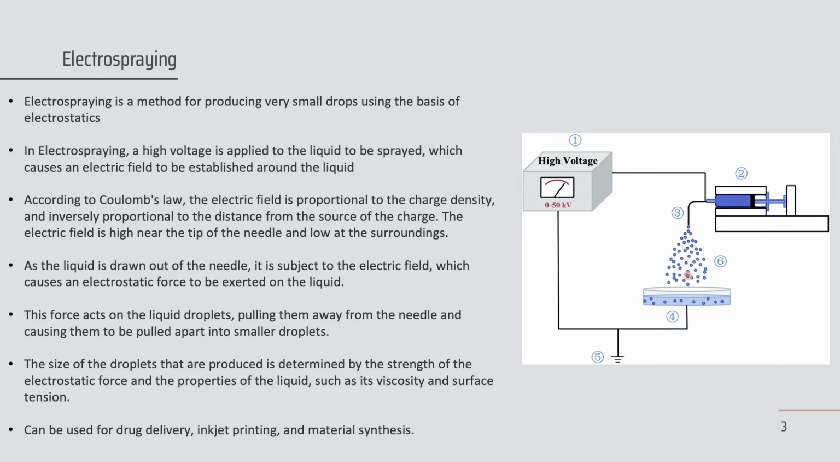The size of the droplets that are produced is determined by the strength of the electrostatic force and the properties of the liquid, such as its viscosity and surface tension. Electrospray can be used for inkjet printing and material synthesis. However, we are going to focus on its uses in drug delivery, as that's the main relation to how it's being used in the medical field.